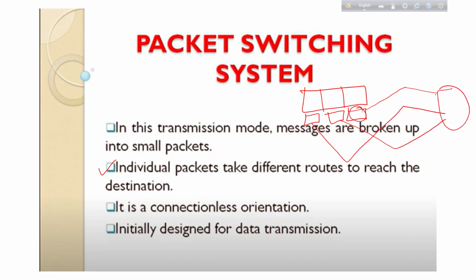So it is a connectionless orientation. It is a connectionless orientation because there is no dedicated path. There is no dedicated connection in packet switching system. My packet will reach the destination using whichever path is free, using whichever router is free.